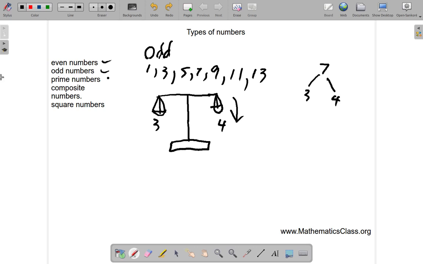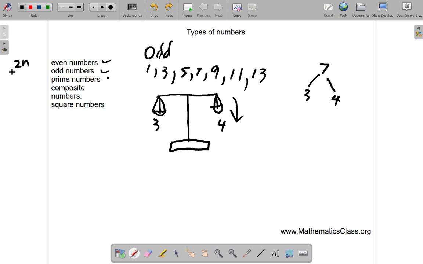Sometimes even numbers are given as having the form 2n, where n is an integer. So 2 times 1 is 2. 2 times 2 is 4. Right? 2 times 3 is 6. So you always end up with an even number. When you multiply any integer by 2, it's always an even number.